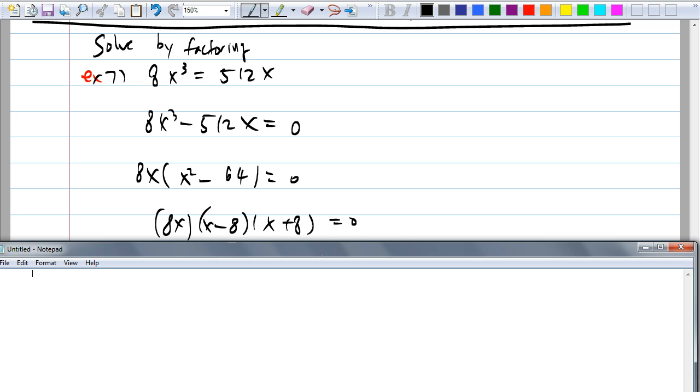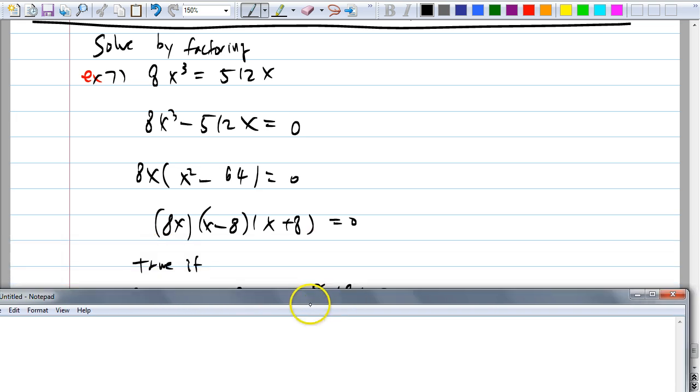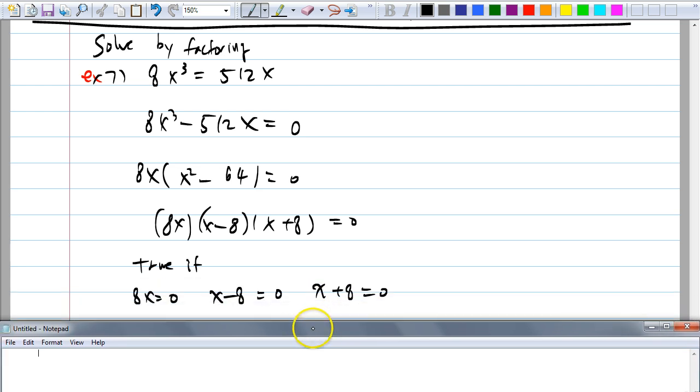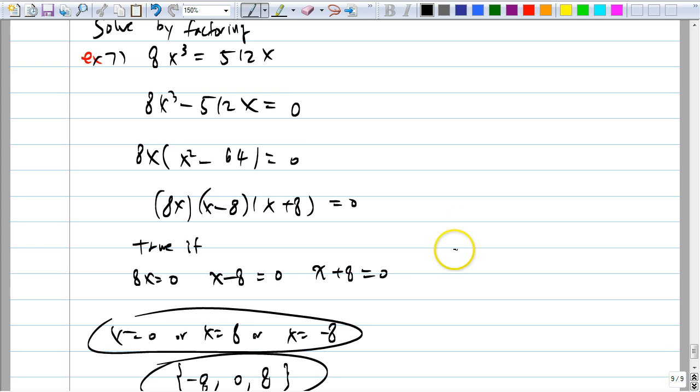How many solutions do you get? There are 3 factors that equal 0, right? So how many solutions are you going to get? 3. When would 8x be 0? When x equals 0. Hold on, we're not done. This is true if 8x equals 0, x minus 8 equals 0, or x plus 8 equals 0. How many solutions do you get? 3. Negative 8, 0, and 8.